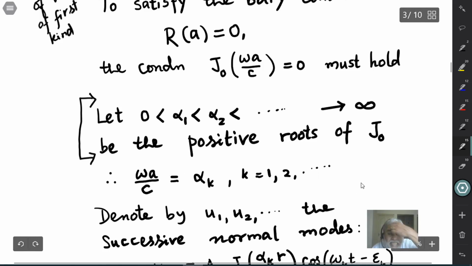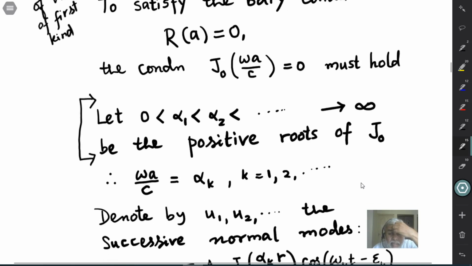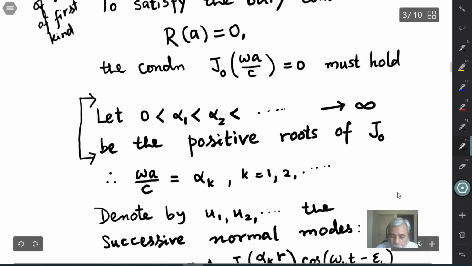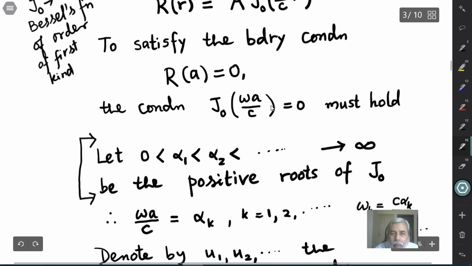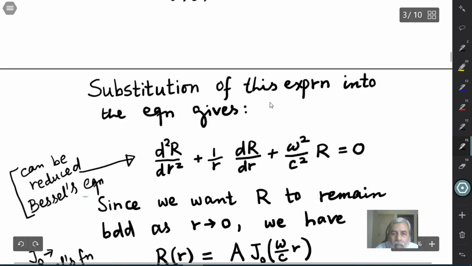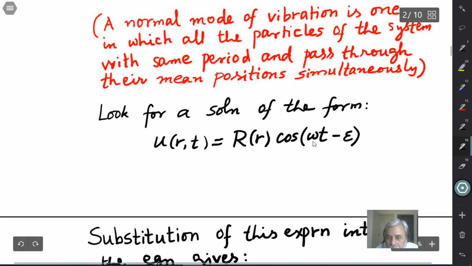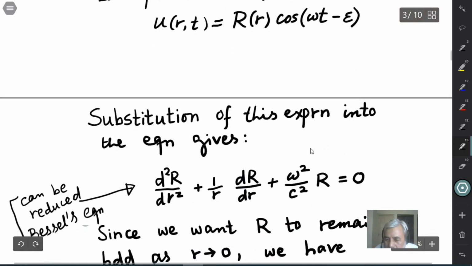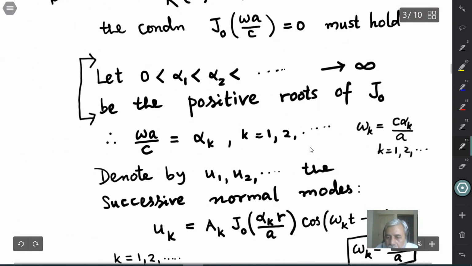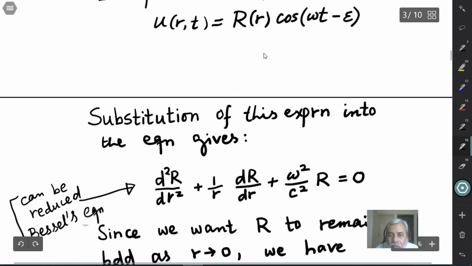and that fixes the periods or frequencies. This omega k, so you have to have only this omega k, and write that: C alpha k by a, so k equal to 1. So in this normal mode, this frequency or period is given by this infinite sequence and not arbitrary omega. Okay, so that's what we get.